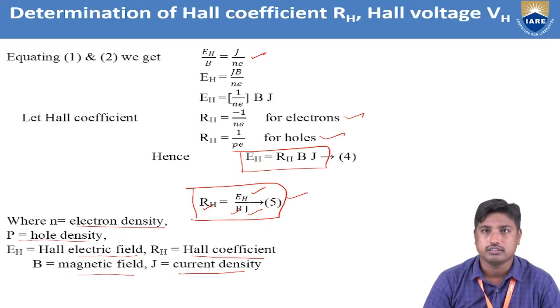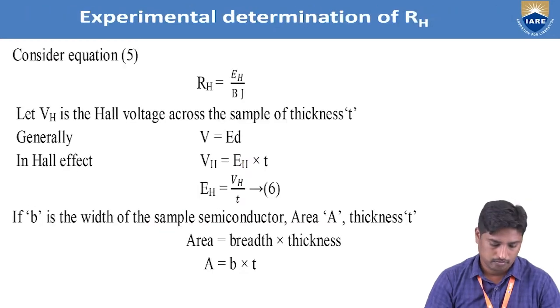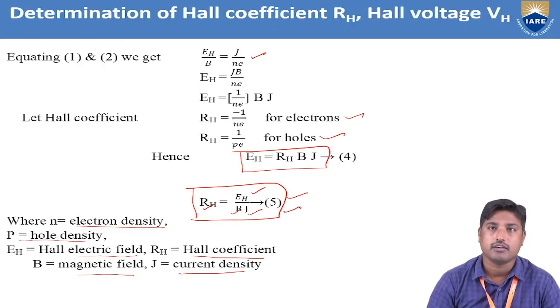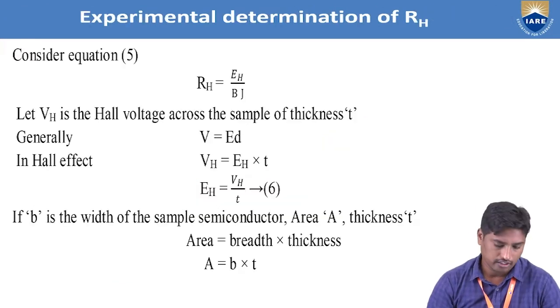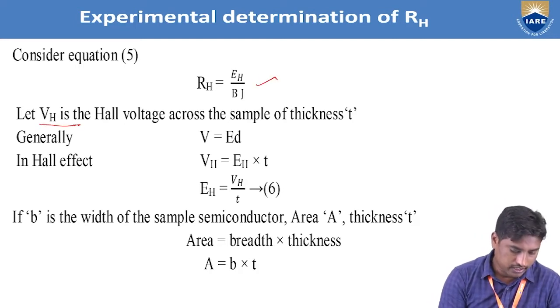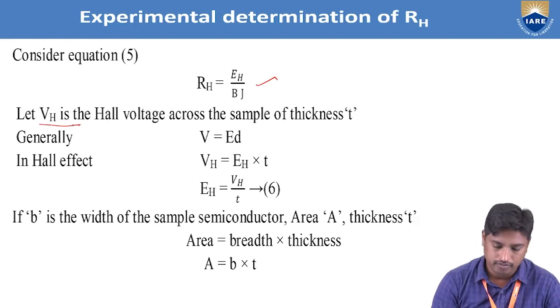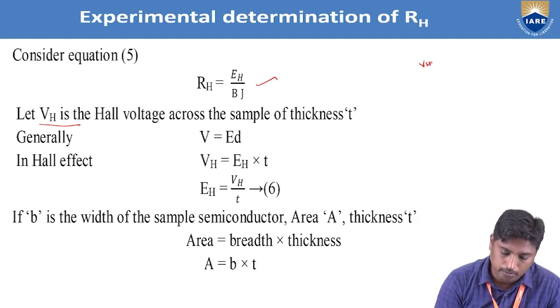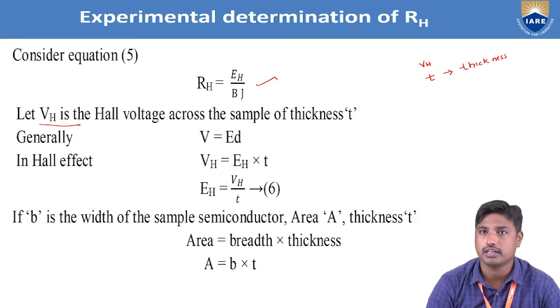Coming to the equation for Hall voltage developed across the material. By considering equation 5, what is equation 5? R_H equals E_H by B J. So considering equation 5, take V_H as the Hall voltage developed across the material, and the thickness of the material I am taking as small t.